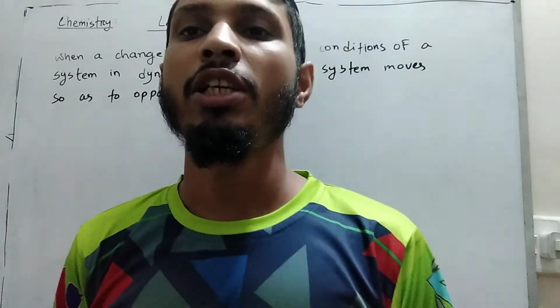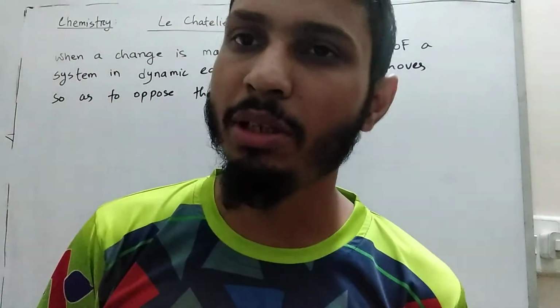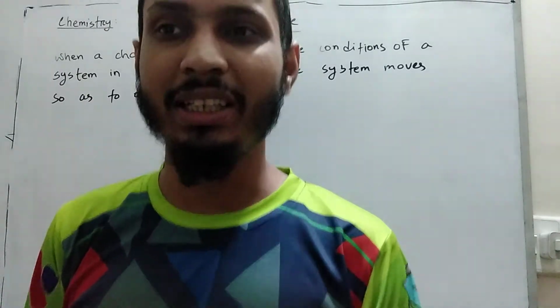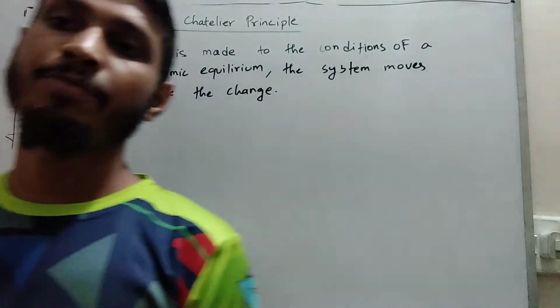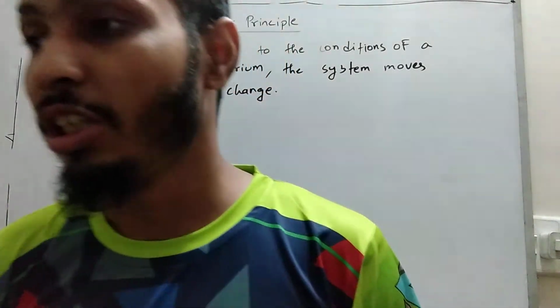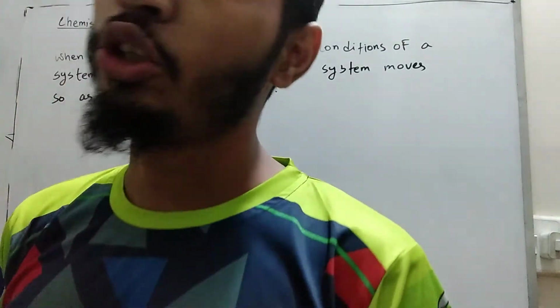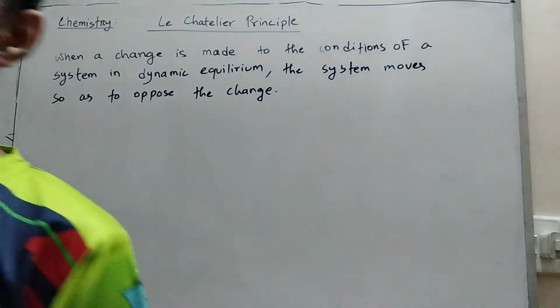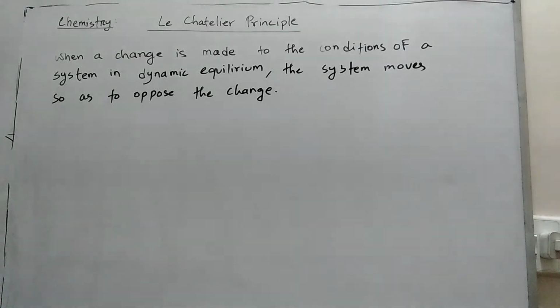For example, if you increase the temperature for a system in dynamic equilibrium, then the system will behave in such a way so that it will reduce the temperature. Or let's say you increase the pressure in a system at equilibrium, the system will behave in such a way so that it will decrease the pressure. The change will be opposed. Now let's look at an example to see what this definition says.